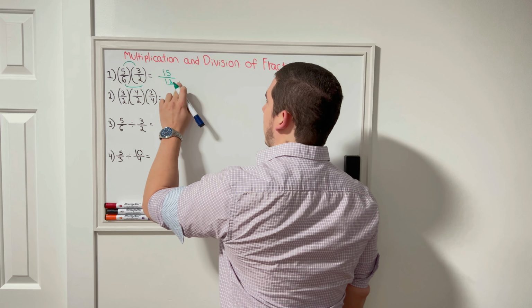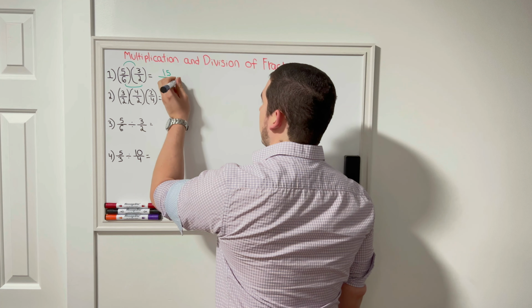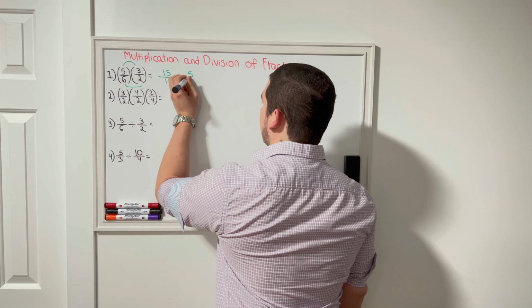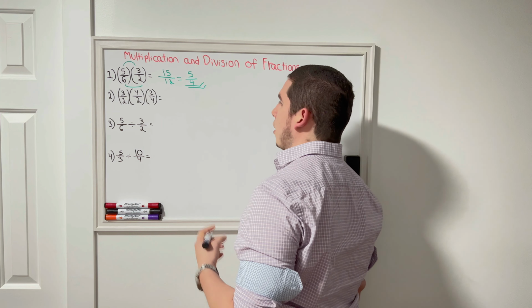Oh no, my bad. There's another form of simplifying this. If we divide by 3, it's going to be 5 over 4. So the answer is 5/4.